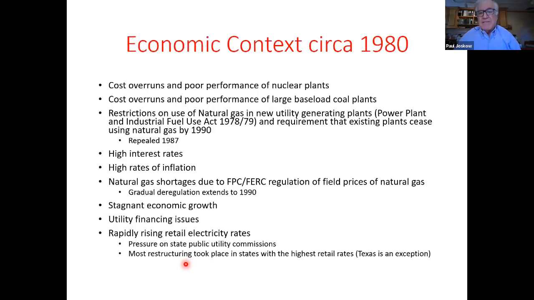So the economic context around 1980, some of you may remember it: there were huge cost overruns and poor operating performance for nuclear plants. There were cost overruns and poor operating performance for large baseload coal plants. There were restrictions on the use of natural gas in new utility generating plants under the Power Plant and Industrial Fuel Use Act of 1978 and 79, and a requirement that existing plants cease using natural gas by 1990. That law was eventually repealed in 1987, but natural gas was not readily available for new utility boilers.